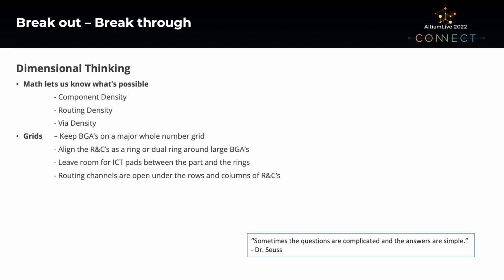We also want to be aware of room for ICT pads. So it's always important to ask up front, do we have an ICT type design, or is this going to be low volume, or are we just going to do functional tests? There are different strategies based on that, and we can use grids for that. And then routing channels are open under rows, and we already talked about that.